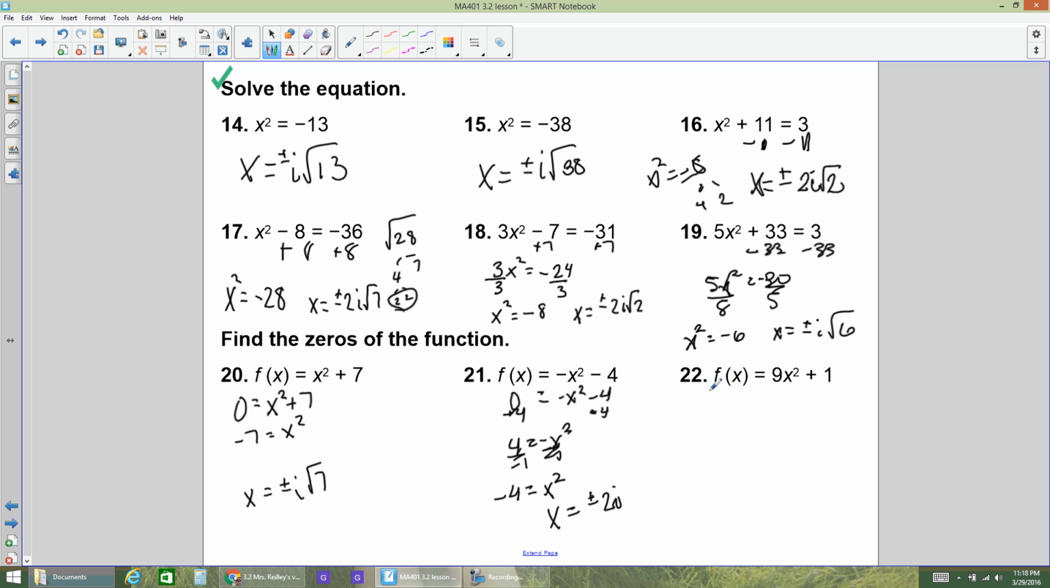Okay, pretend it's a 0, subtract the 1. So it's negative 1 equals 9x squared. Divide by 9, and you get the square root of negative 1/9. And it's plus or minus, and it's equal to x. Okay, so what is the square root of 1? Just 1, and the square root of 9 is 3, and the square root of a negative is an i, and it is plus or minus, and it is equal to x.